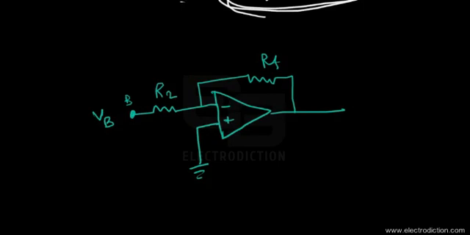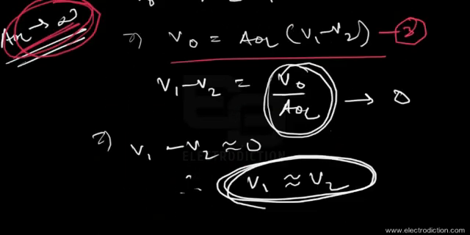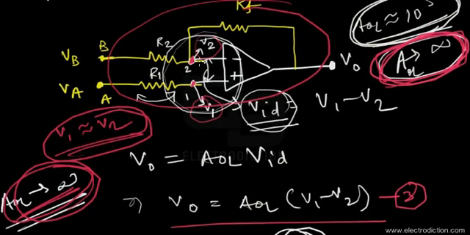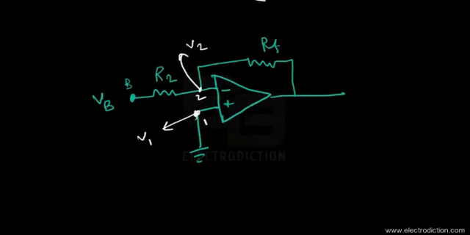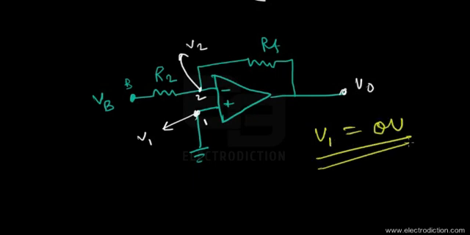Now here, let's say this is terminal 2 and this is terminal 1. The voltage at terminal 2 is V2 and that at terminal 1 is V1, as we had seen from this circuit diagram. If we use the same notation, except that we have grounded the non-inverting input terminal, the voltage at the non-inverting input terminal, that is V1, is equal to the ground voltage, that is 0 volts.